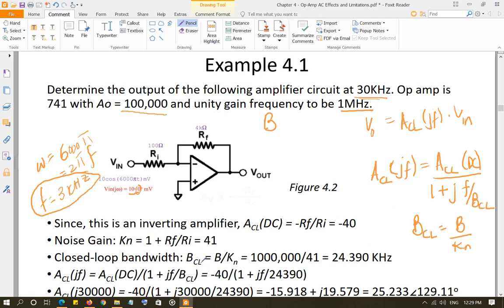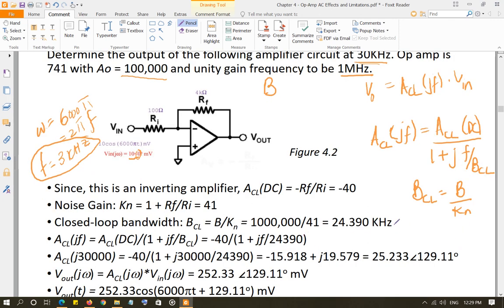So we calculate the closed loop bandwidth BCL, B over Kn, and it came out to be 24.390 kilohertz. So once we have that, we plug in all the values in this equation: ACL DC, which is negative 40, over 1 plus jf over BCL. BCL is right here. So this is the equation, and then we evaluated that at 30 kilohertz. So we replaced f by 30 kilohertz, and we solved the complex number, and it came out to be 25.233 angle 129.11 degrees.